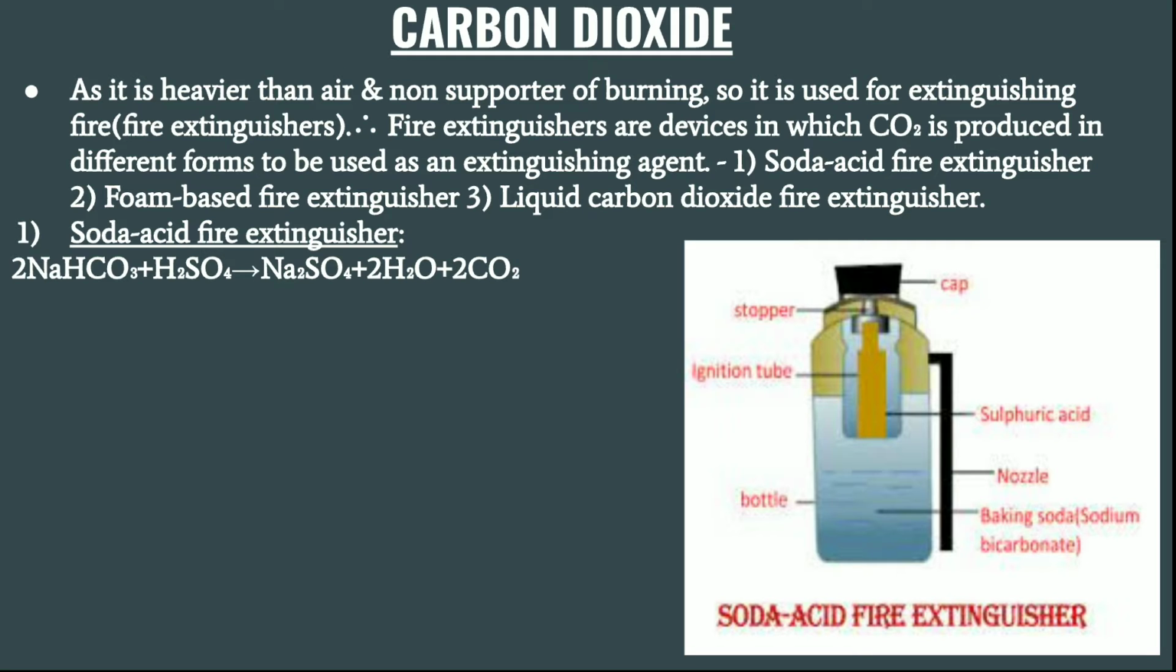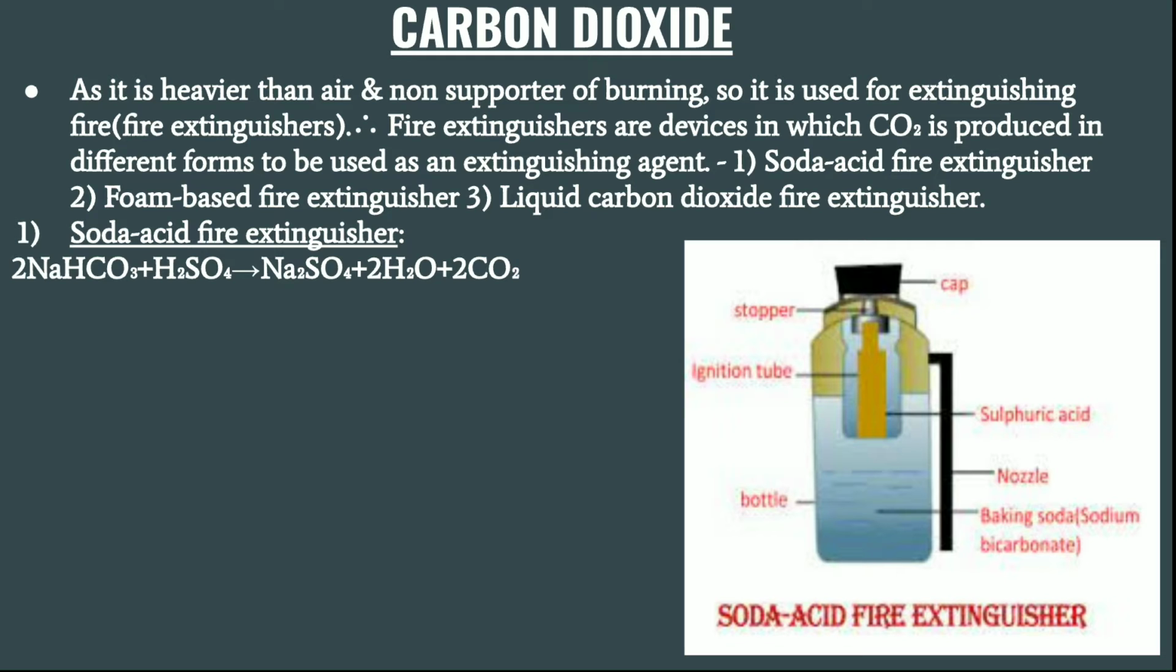Inside that, an ignition tube is also kept. There is a stopper which stops the acid from leaking out. There is a cap, and a nozzle through which the carbon dioxide, when produced, will come out and can be spread over the fire, so that the fire gets extinguished. That is, the fire will be cut off from the oxygen being supplied from the air, and then the fire will get extinguished.